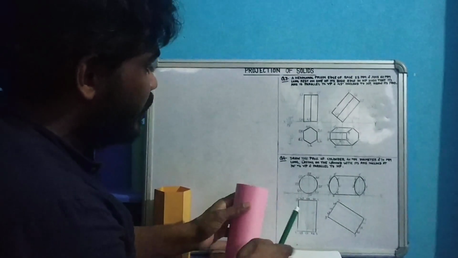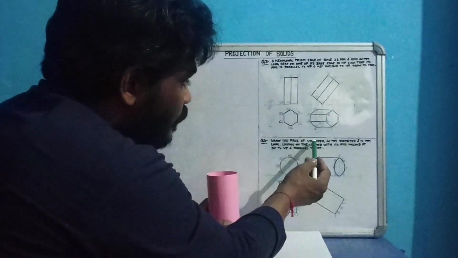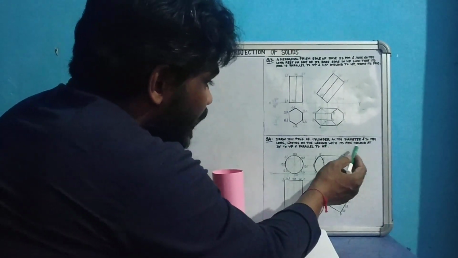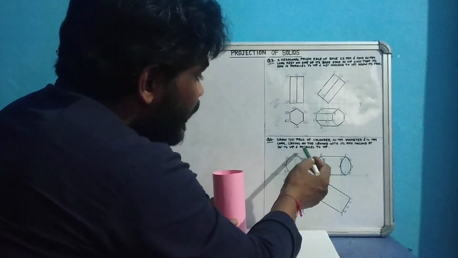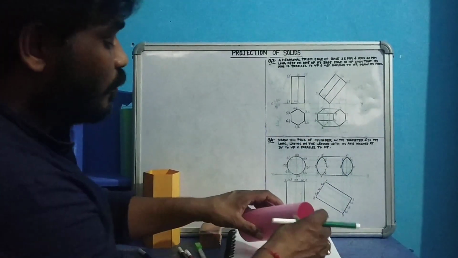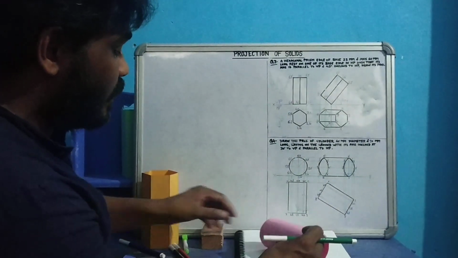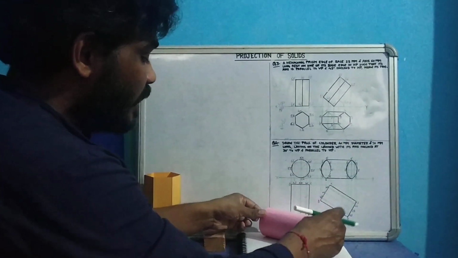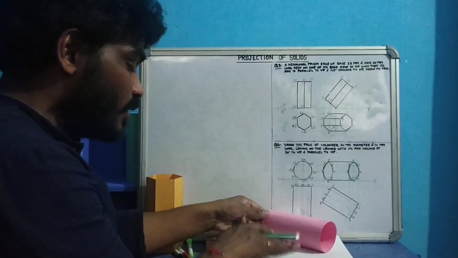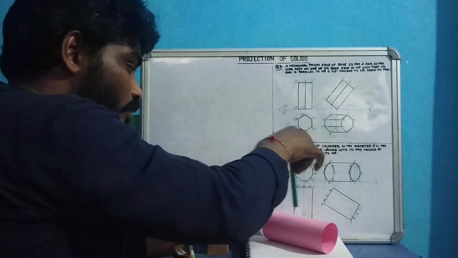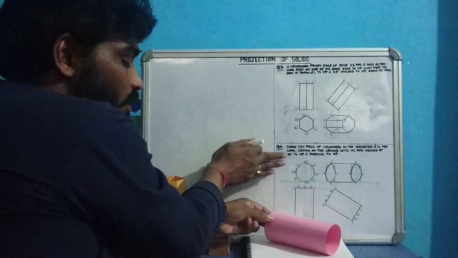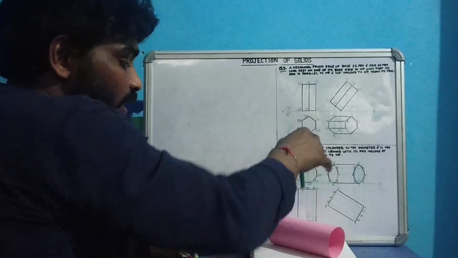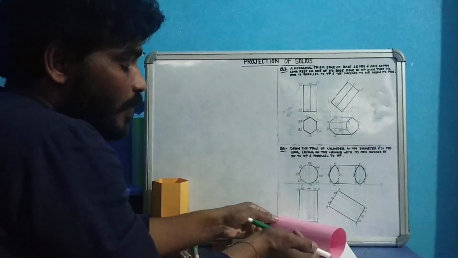So in this case, it is given: draw the projection of a cylinder 40 mm diameter and 70 mm long, laying on the ground with its axis inclined at 30 degrees to VP and parallel to HP. This is the question related to the fourth case, when a solid, suppose a cylinder, is placed laying on the ground in such a way that, considering this board as the VP plane, the axis of the solid makes this inclination angle from the VP, and the axis of the solid is parallel to HP.